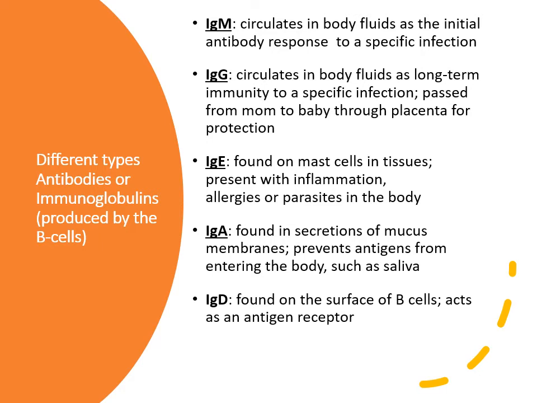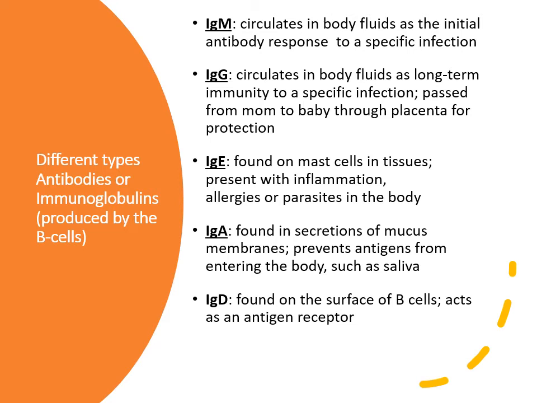IgE is an antibody that attaches to mast cells, and in the presence of inflammation or allergies or parasites, IgE causes mast cell release of histamine. Okay, so in an allergic reaction, this is the process where an antigen attaches to IgE on a mast cell, and the mast cell releases histamine, leading to vasodilation and increased permeability through the capillary walls, causing edema.